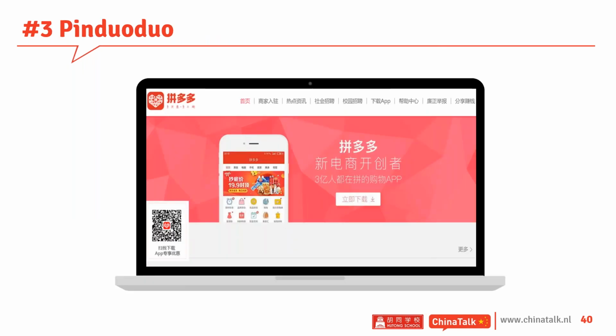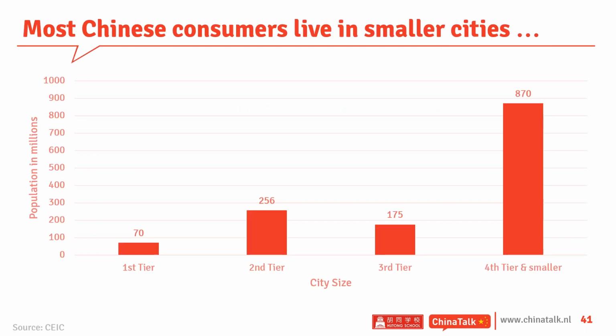A new platform, which is also highly interesting, is Pinduoduo. And Pinduoduo is maybe a bit more like Taobao than any of the other platforms we've talked about. What is important to realize when we talk about Pinduoduo is, we've talked about those first, second, third, and fourth tier cities and the countryside.